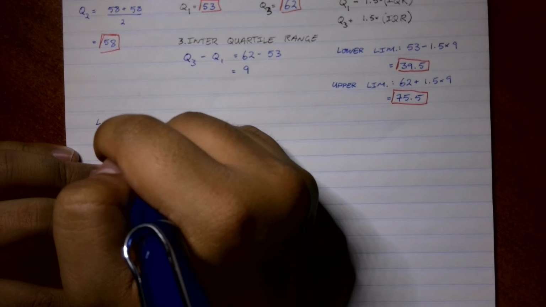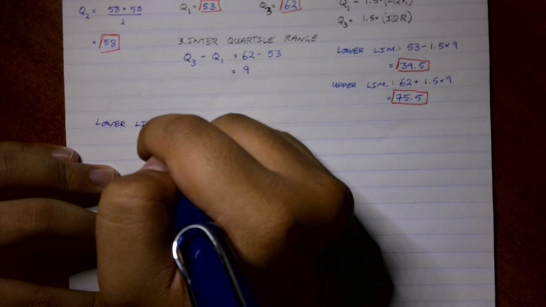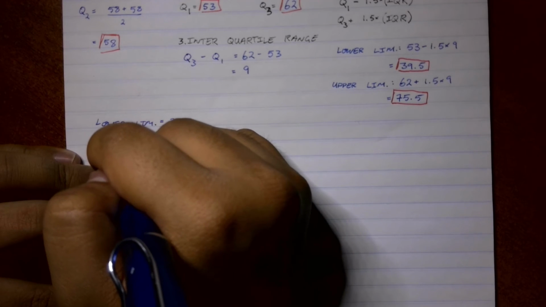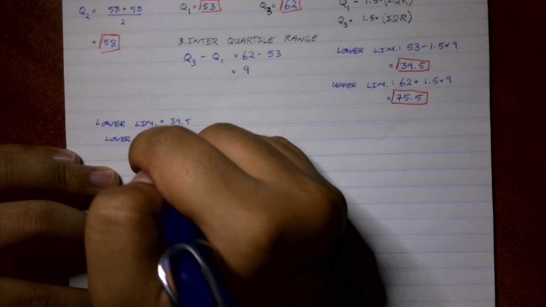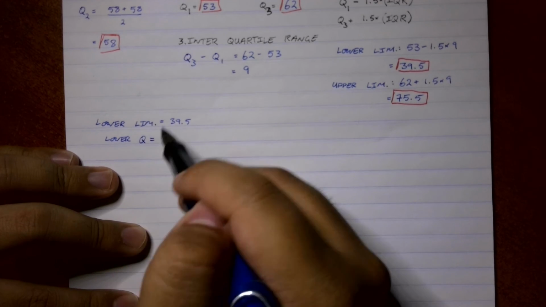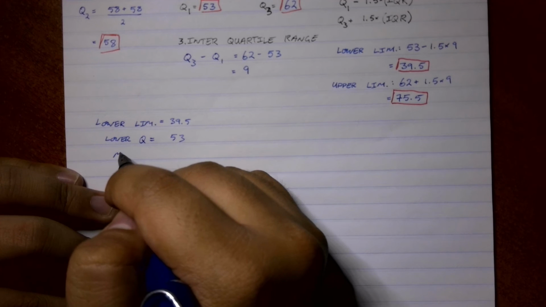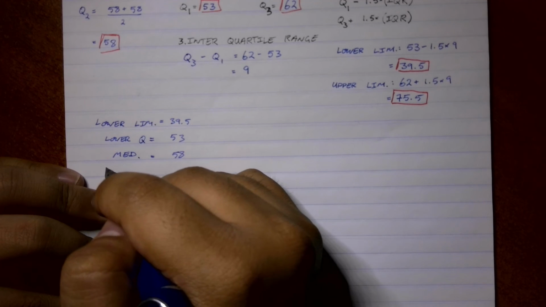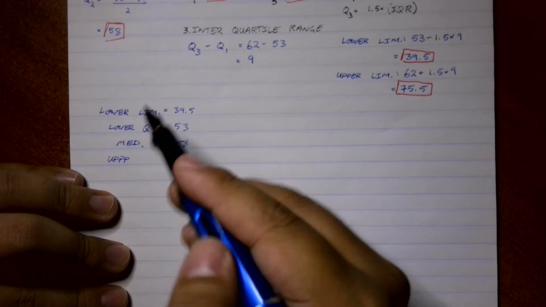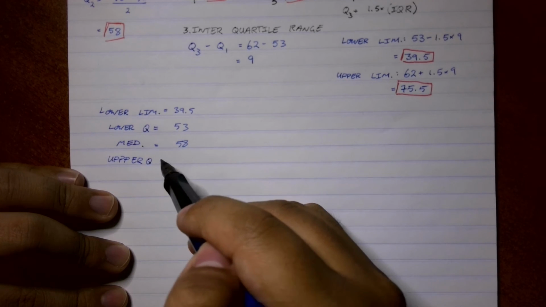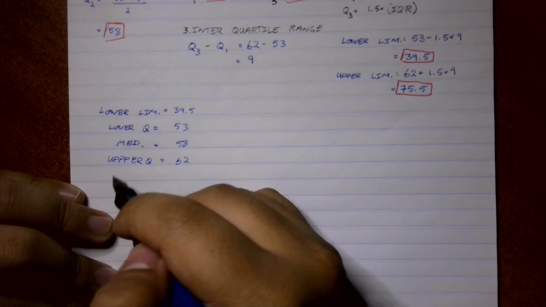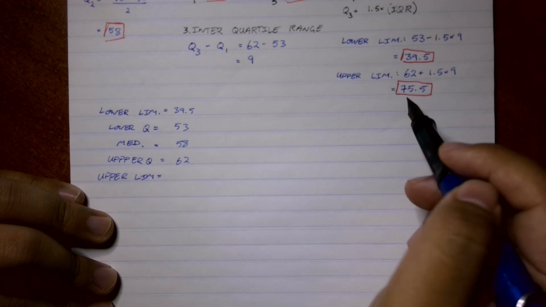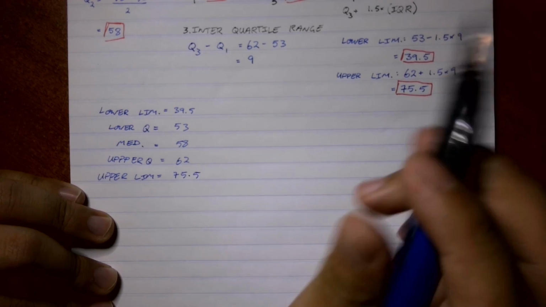The lower limit is 39.5. Lower quartile is equal to 53. Our median is 58. Upper quartile is equal to 62, and our upper limit is equal to 75.5.